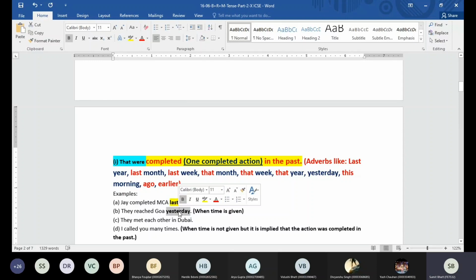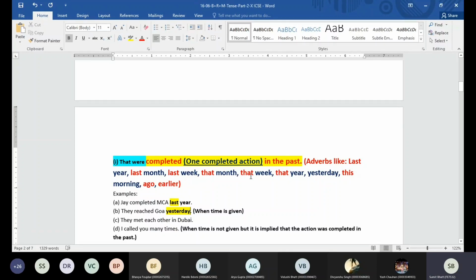They reached Goa yesterday. Yesterday is already given, so I'm referring to an action which was completed in the past. They met each other in Dubai. We don't know when exactly, but we are referring to one action which was done in the past time. I called you many times. When time is not given, but it is implied the action was completed in the past, so we are going to go for simple past tense.